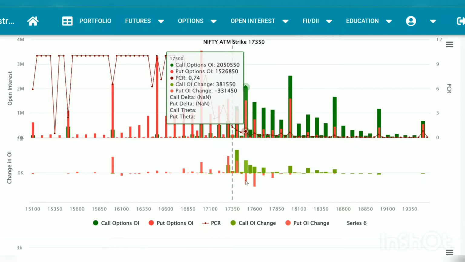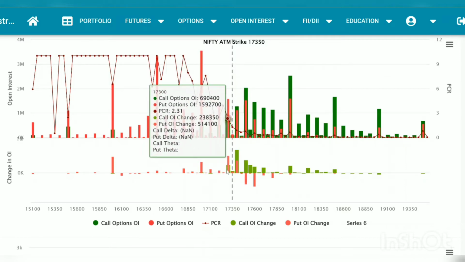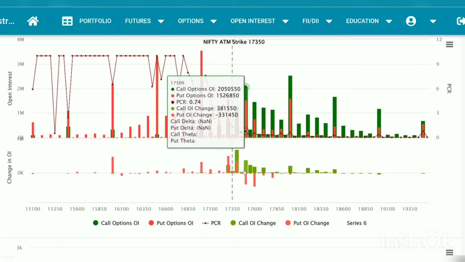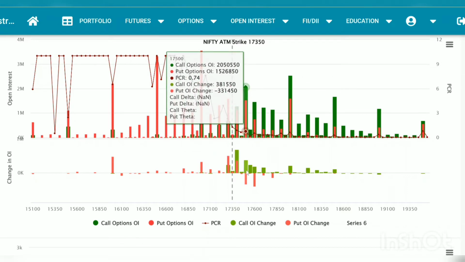And what happened on Friday? The market fell down, so the 17,500 put option price might have increased. Let's say it went to 200, because the market already reached 17,300 on that day. So as a put writer, I will start seeing a loss in my account.